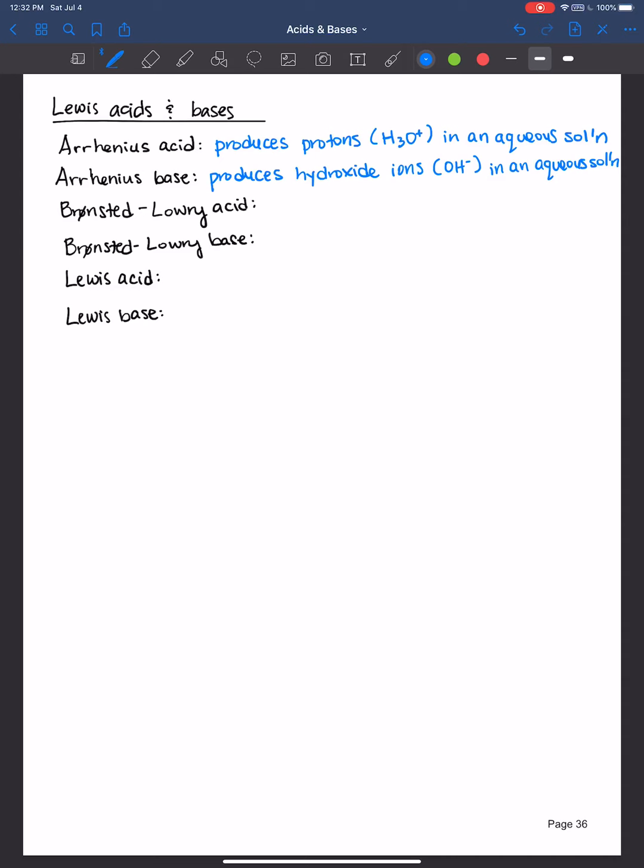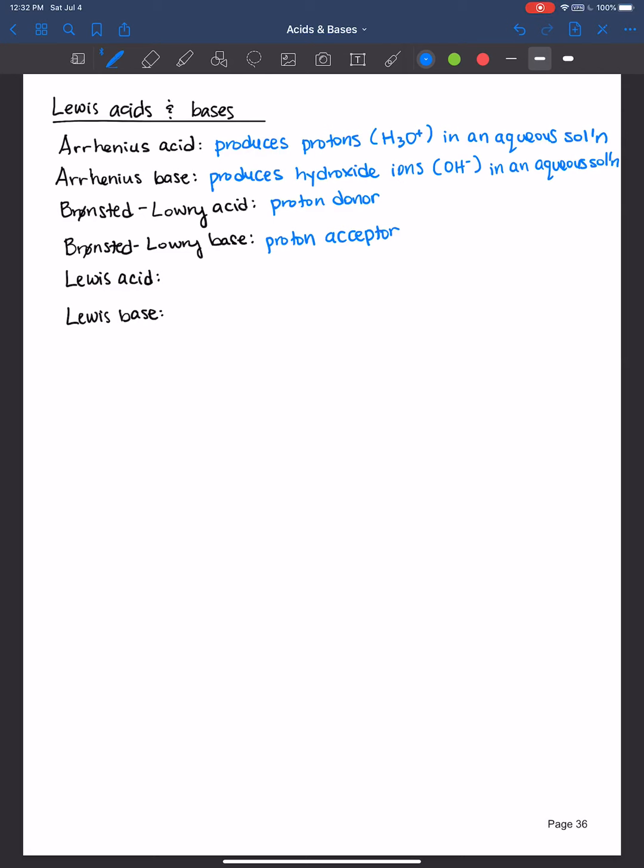A Bronsted-Lowry acid is defined as a proton donor, and a Bronsted-Lowry base is a proton acceptor. And the Bronsted acid and base definition is the one that we're using throughout this entire chapter in this series of videos to predict the products of reactions.